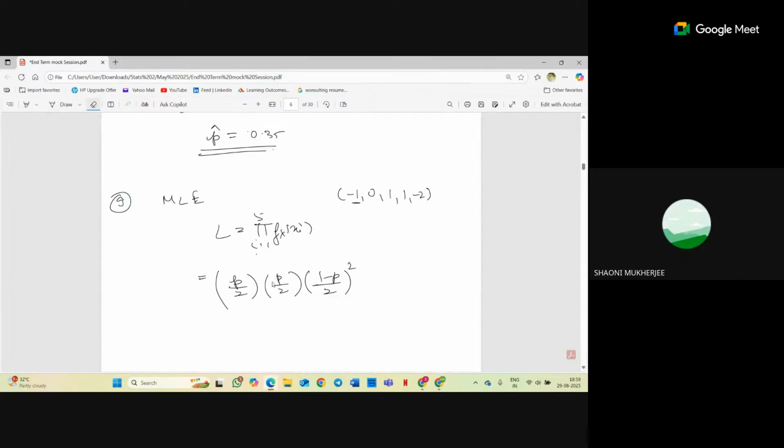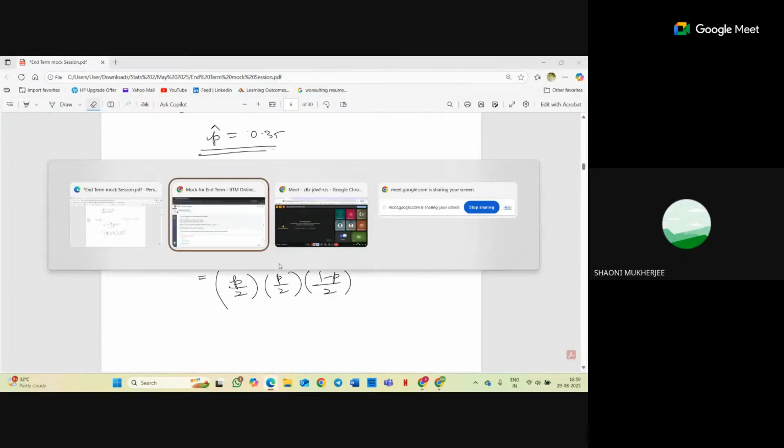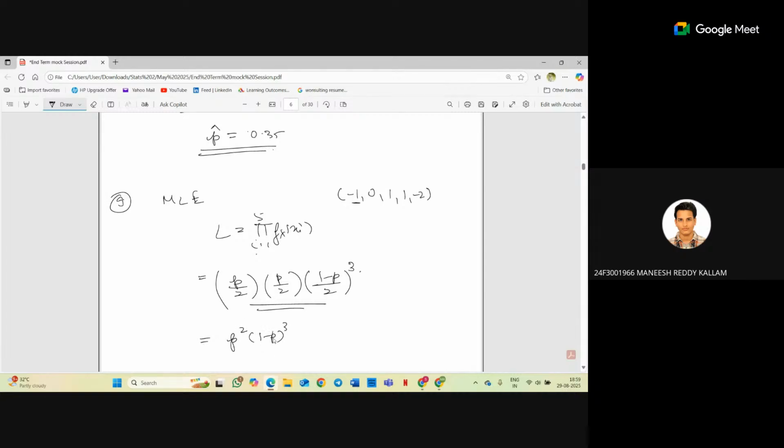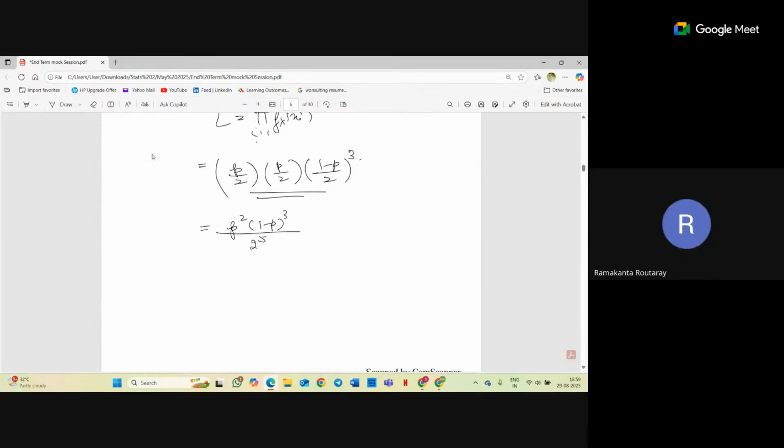So P by 2 whole to the power 2 and 1 minus P by 2 whole to the power 3. This will be final. Yes, ma'am. You're right. So this is my likelihood, right?